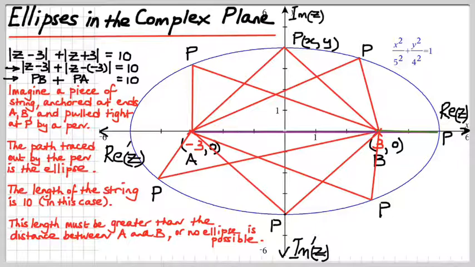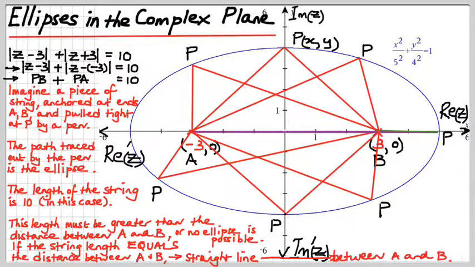Right, now, let's just continue with that a step further. If the string length equals the distance between A and B, then what you've actually got, if you think about this, say for example that the length of the string was moved down to say 8 units. Well, the string would be tighter because the string is not as long. Therefore, you'd have a tighter orbit around these foci, wouldn't you? Yeah, you'd have a much shrunken ellipse.